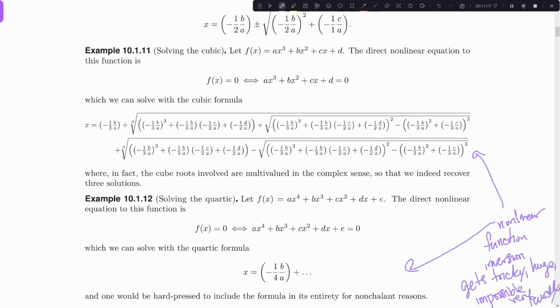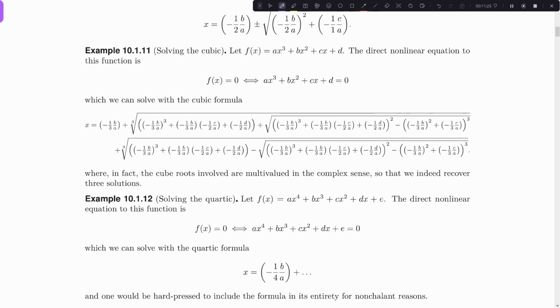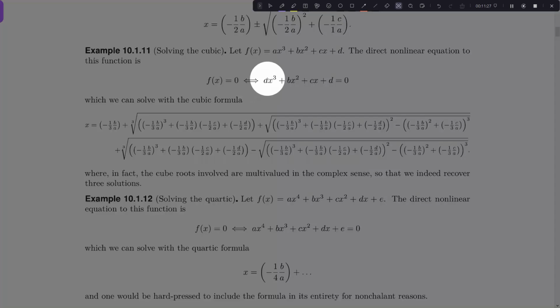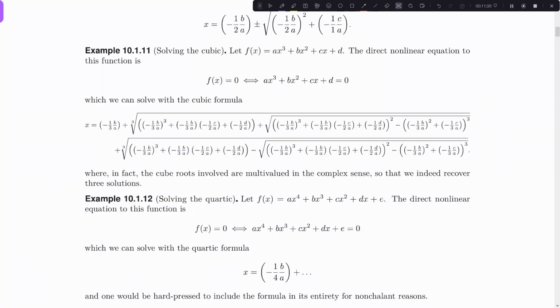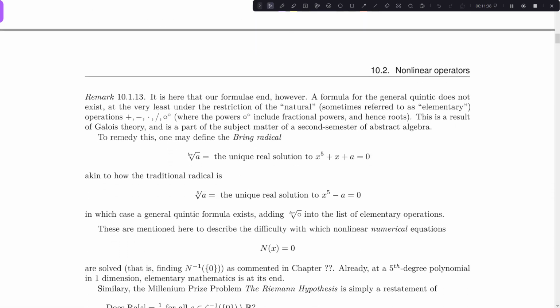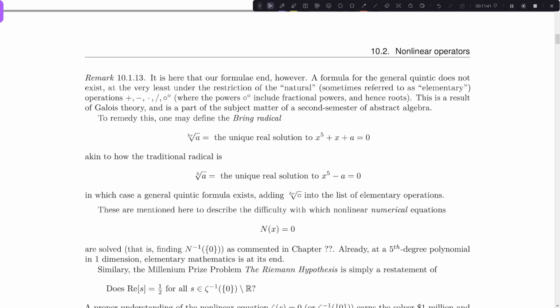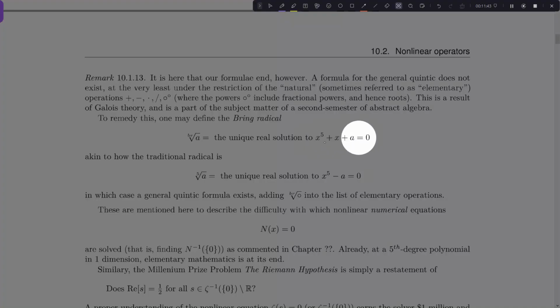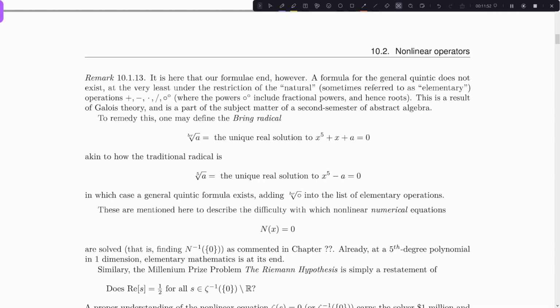In many cases, you cannot invert a nonlinear function. Take the quintic, some ax to the 5th plus bx to the 4th and so on. That formula is not that hard to write down, and yet inverting it is impossible without this really funky extra term that we call the Bring radical. That itself would be difficult to estimate. For a equals 11 or something, this would just have to be numerically evaluated. We don't have a nice formula for finding that.